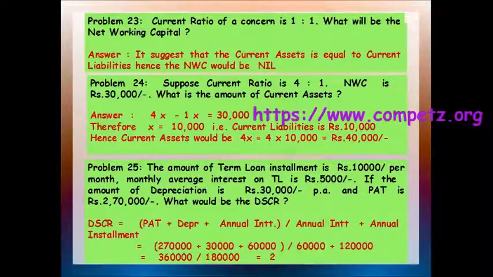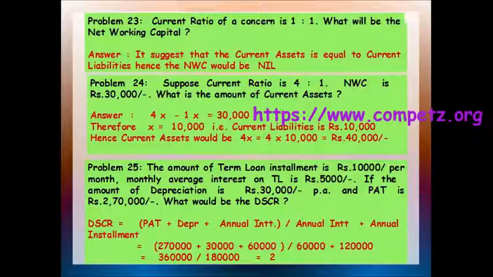Next problem we will see here is, the current ratio of a business is 1:1. What will be the net working capital? So net working capital is your current assets minus current liabilities. As the current ratio of a concern is 1:1, that means same current assets, same current liabilities. So in this case the current assets is equal to current liabilities, hence the net working capital would be nil.